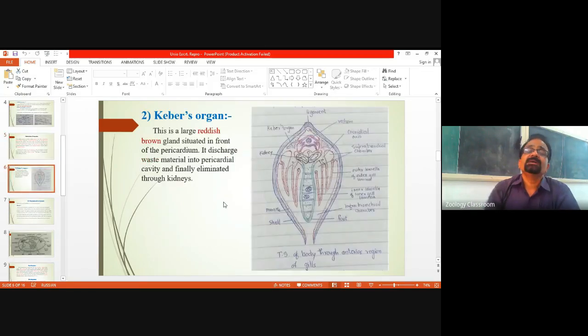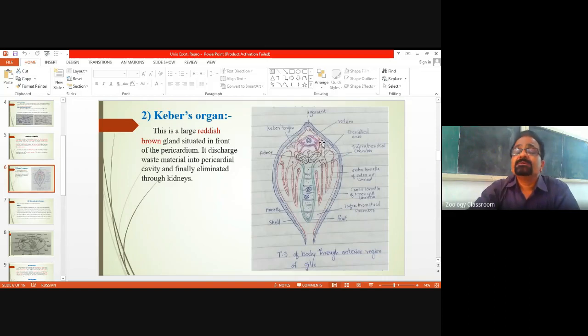Now the next one is the Keber's organ. Again, concentrate on this diagram. This is the Keber's organ, its location in the sectional view. These are large reddish brown glands situated in front of the pericardium. See, this entire structure is the pericardium. Here in front of the pericardium, it discharges waste material into the pericardial cavity.